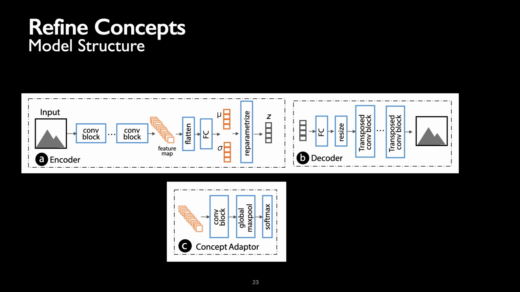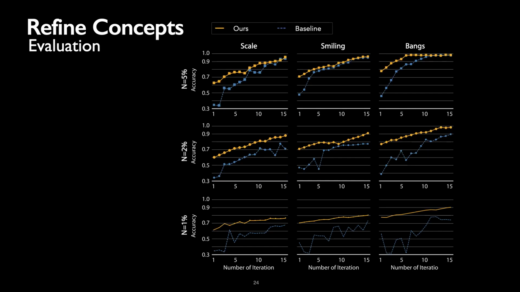After user refinements, an additional concept adapter is initialized to refine the learned concept, where we keep the original encoder and decoder fixed. The evaluation shows that the proposed method improves the concept quality compared to an active learning baseline.